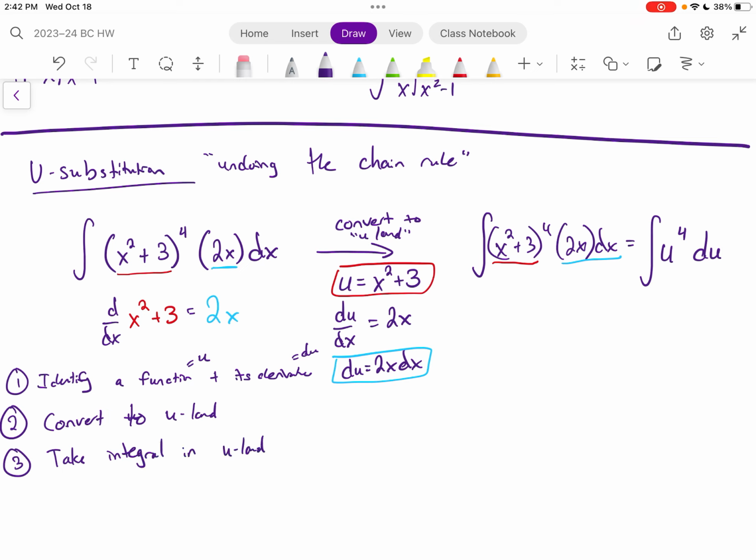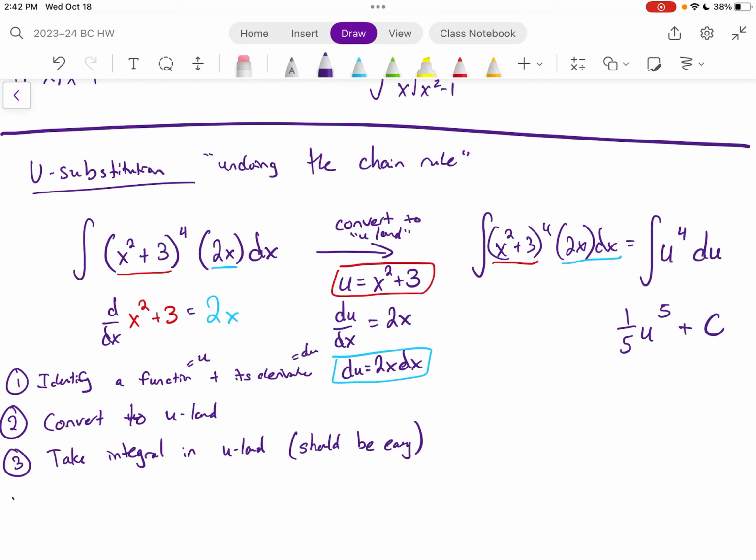Now we didn't want to take that integral initially, right? Because we would have had to FOIL (x squared plus 3) to the fourth, and that looks very messy. But in u-land, the integral of u to the fourth du, well, we know that. That's just 1/5 u to the fifth plus c. That's very easy. So we should think this should be easy. If we picked u correctly, that integral should be very simple. So we take the integral with respect to u.